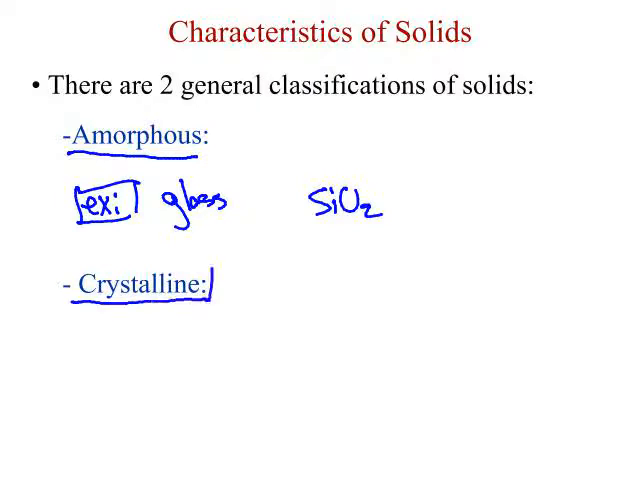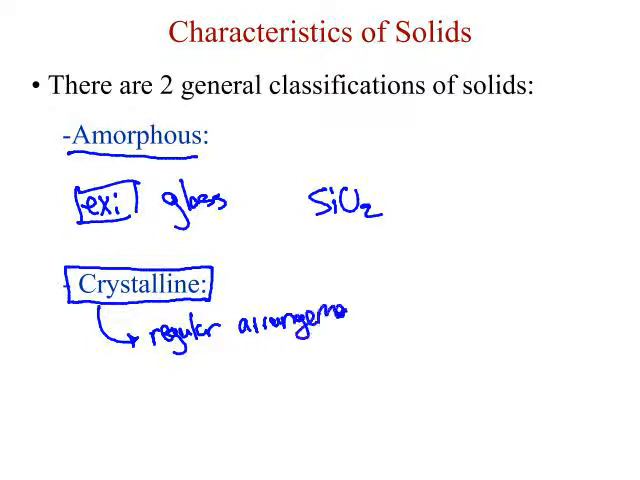Crystalline solids, on the other hand, which is what we're going to focus on today, do have a regular arrangement. That is what defines a crystalline solid. They have a regular arrangement of the particles that make them up. The particles could be atoms, ions, or molecules. But that's the definition of a crystalline solid.